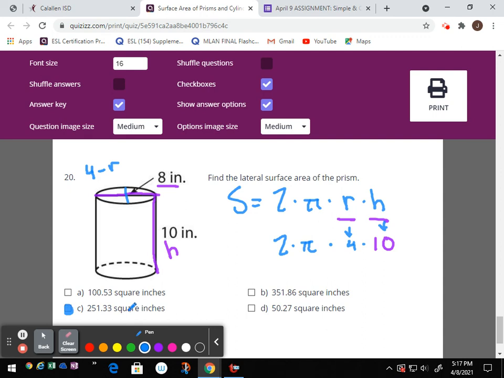So this is going to conclude the April 8th assignment over volume and surface area of algebraic expressions. Okay? So if you need to do the redo assignment for this, go ahead and start on that now.